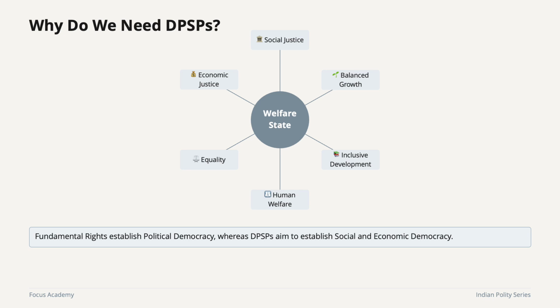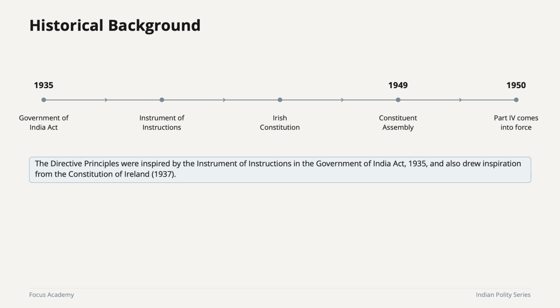Why do we need DPSP? Again, for social justice, for economic justice, for equality, for human welfare, for balanced growth, for inclusive development. These are the 6 points that you can use in your mains examination. I will be giving you notes on this. But you need to try to inculcate the habit of writing in such a way that you only need to memorize the 6 points and you can explain it using your own words, because that's what you're going to need if you are to give your mains examination.